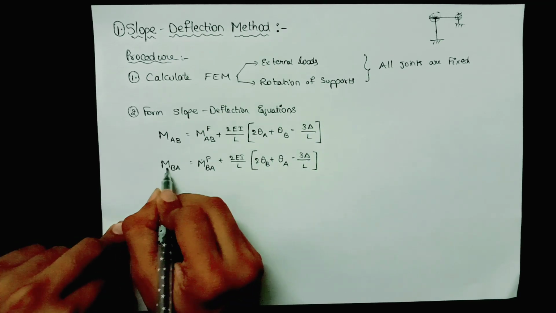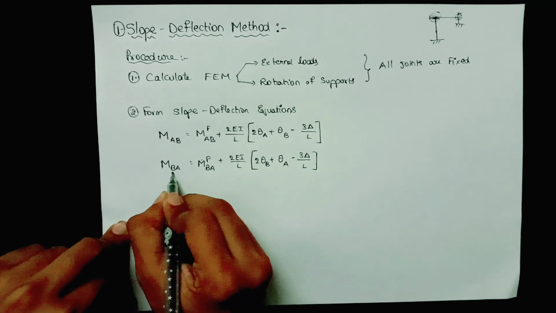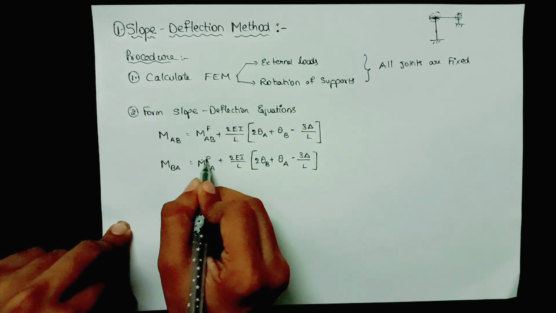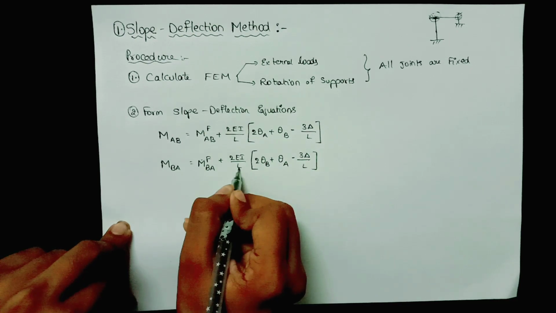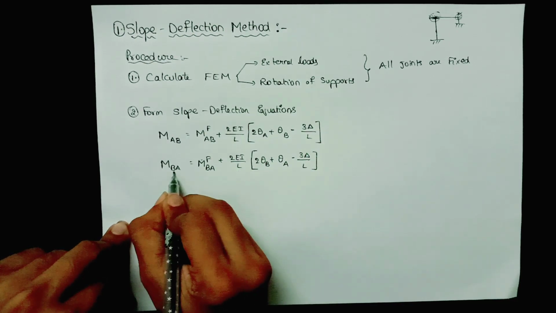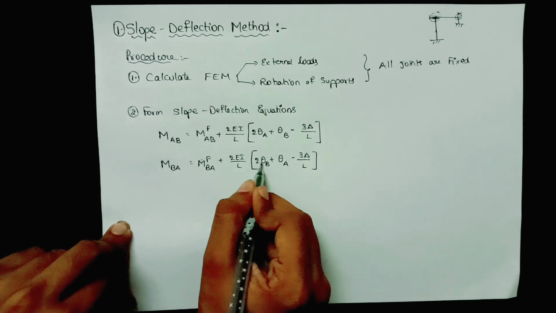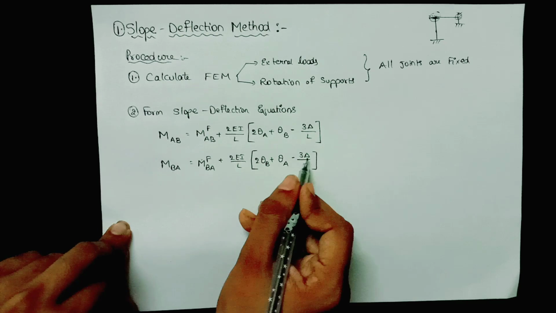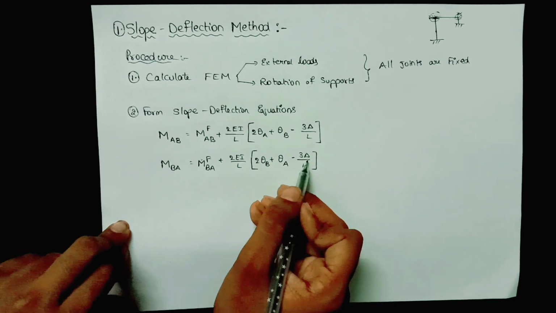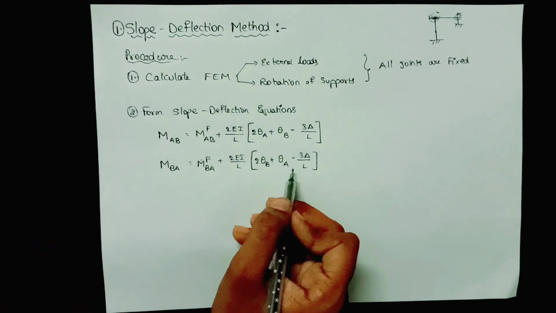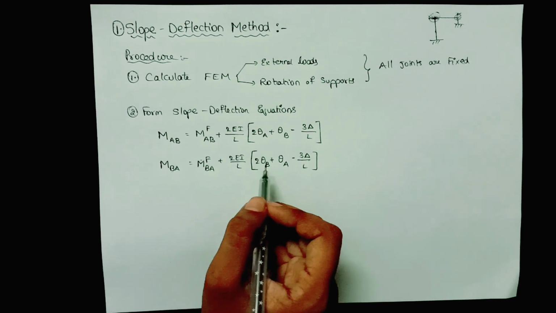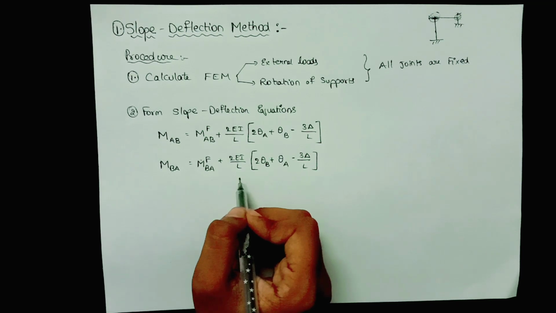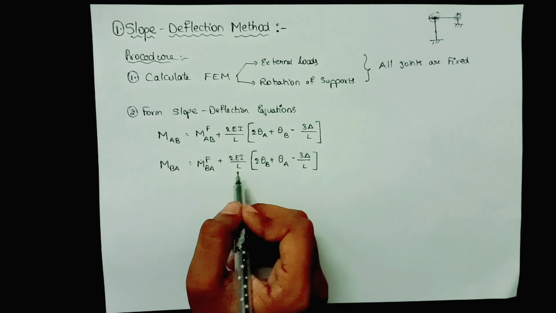So the next equation is M_BA. Whatever member we write here, the same member is written here, that is M_BA equals MF_BA plus 2EI by L, which is constant, and the first letter is B, so the 2 is multiplied with theta B, and the next one is A, so theta A, minus 3 delta by L. Delta is the deflection in the member BA, and L is the length of member BA. Similarly we have to write the same equation for all the members in the given truss. For each member we will get two equations.